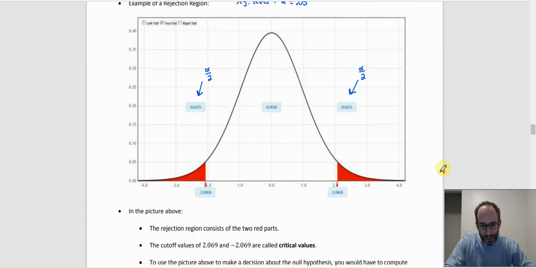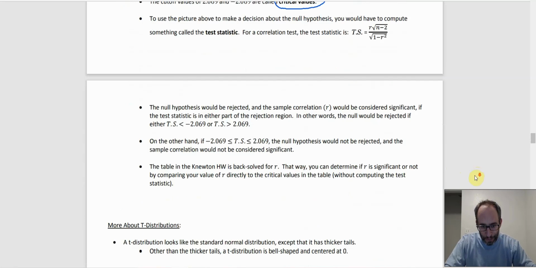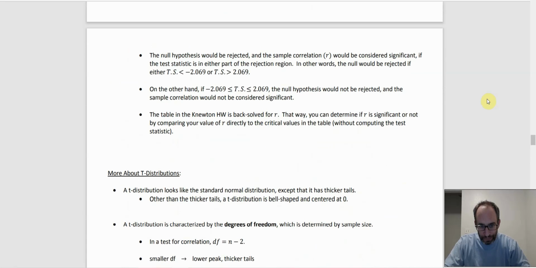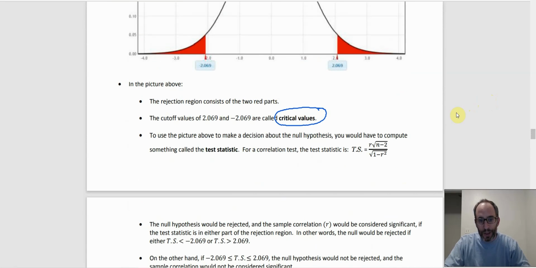So in that picture, you can see the red parts are the rejection region. So like it says in that first bullet point, the cutoffs are called critical values. This is an important term because it shows up in the table that shows up in the homework. If I go down to where the table is for a second, which is here, where it says CV, CV stands for critical value. So that's right there in that table. So that's an important thing.